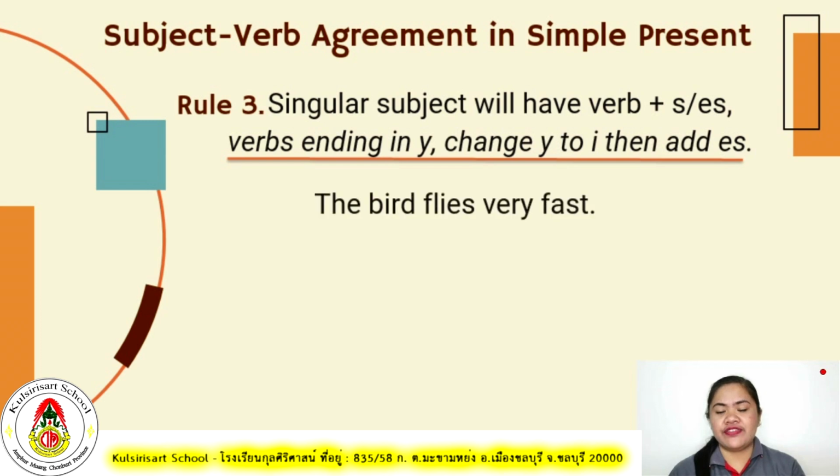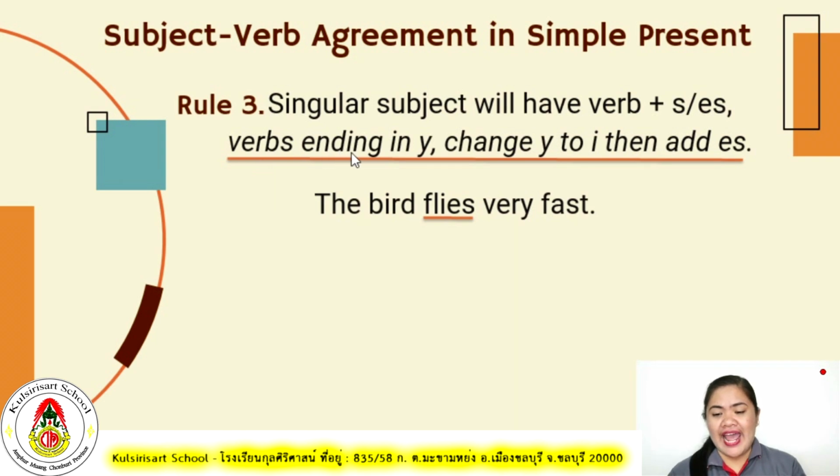We have here the example. The bird flies very fast. Where is our subject? Our subject is the bird. That's why our verb is flies. How many birds is there? Okay, there is only one bird. So, what does rule number 3 say?